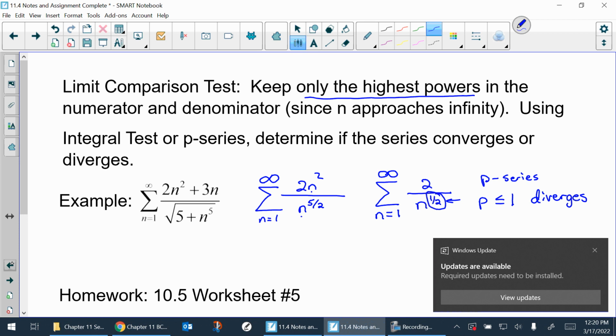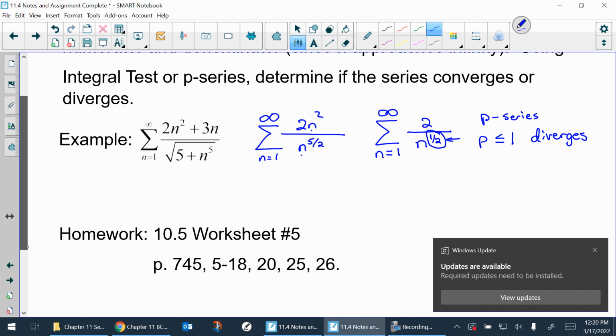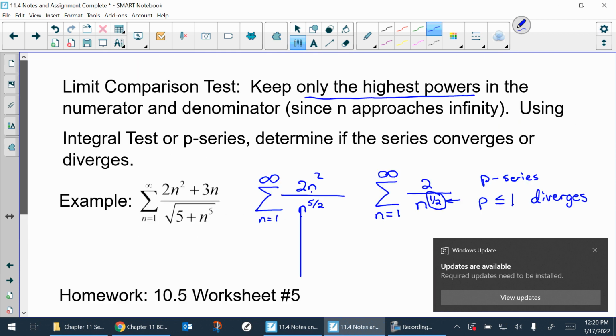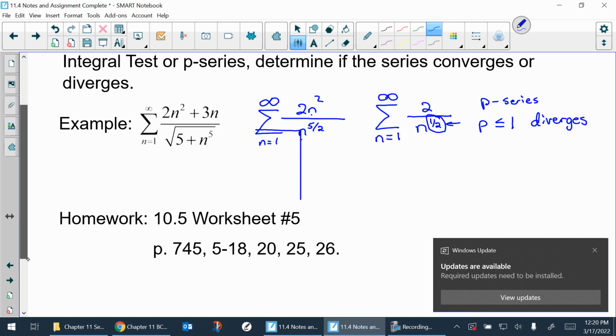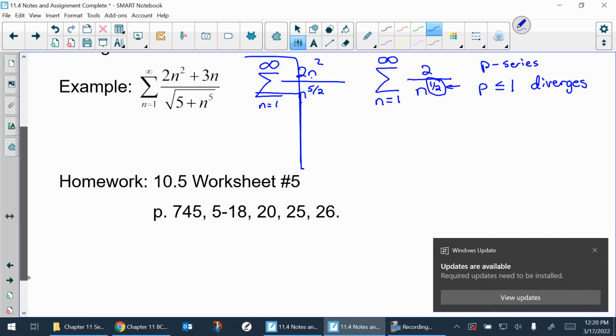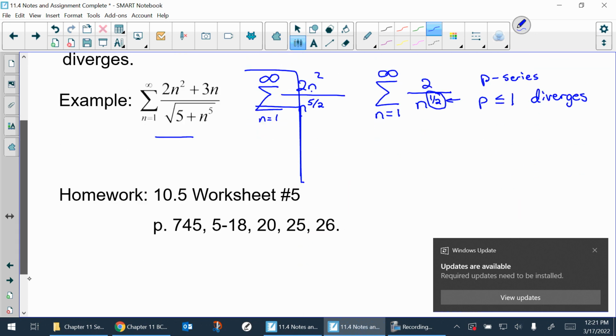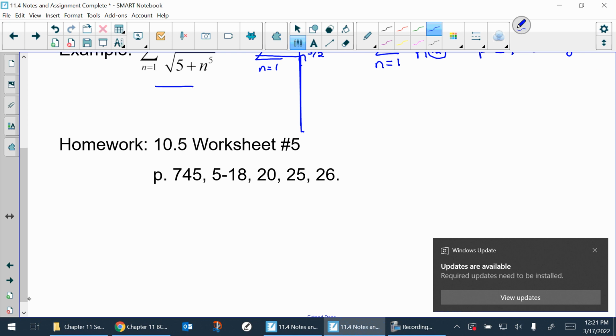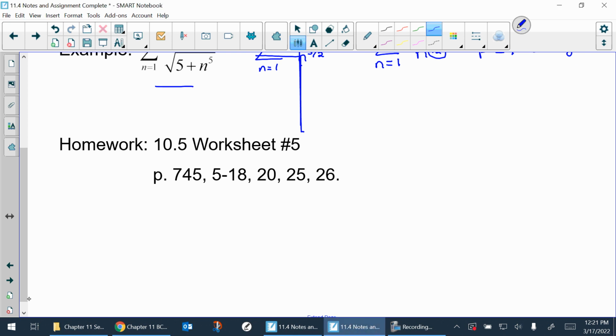Now, from worksheet 5, whoopsie, missed it. Oh boy, it happened again. That's going to keep happening, so I'm just going to talk about it. Worksheet 10.5, just do question number 5, and then there are some book problems that deal with comparison tests and determining whether or not a series converges or diverges.